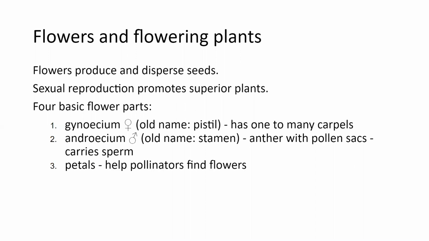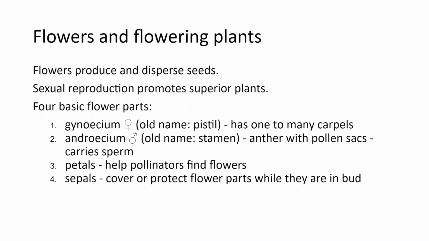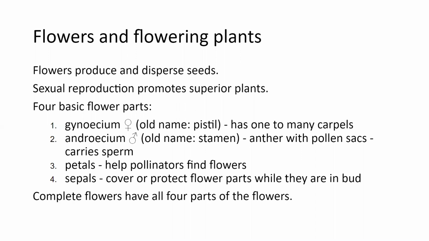And then we have petals. So these are the colorful parts of flowers that help pollinators find them. And then we have sepals, and their function is to cover or protect the flower parts while they're still in bud. So it keeps flowers from freezing too early. When we're talking about complete flowers, like we are in this lecture, those are flowers that have all four of those parts of the flowers. So gynecium, androecium, petals, and sepals. The more primitive plants evolutionarily have complete flowers. So the more primitive the angiosperm, the more likely it is to have all four of those parts.